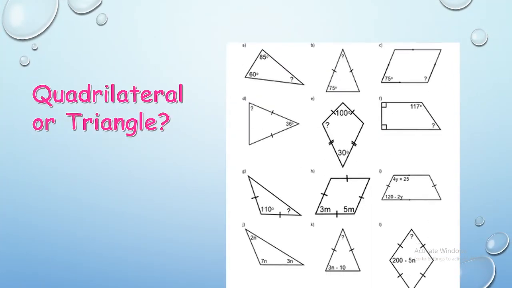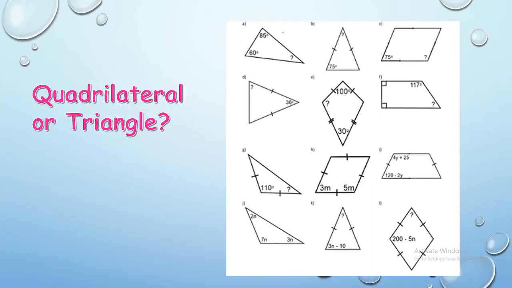Next, can you tell me if it's a quadrilateral or a triangle? This one, is this a quadrilateral or a triangle? Triangle. Next. Triangle. Yes. Quadrilateral. Yes. Triangle. Triangle. Quadrilateral. Yes.